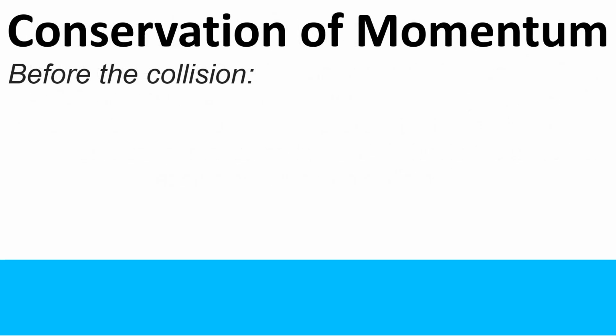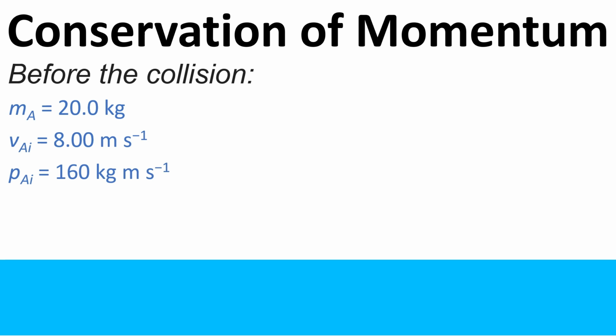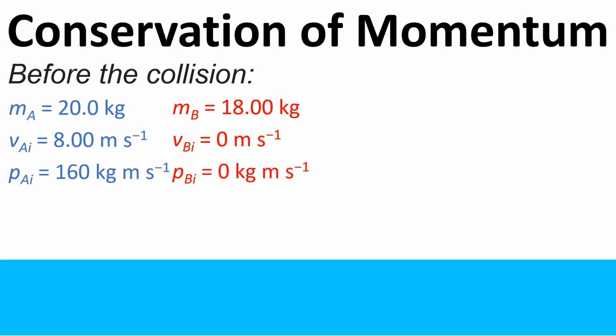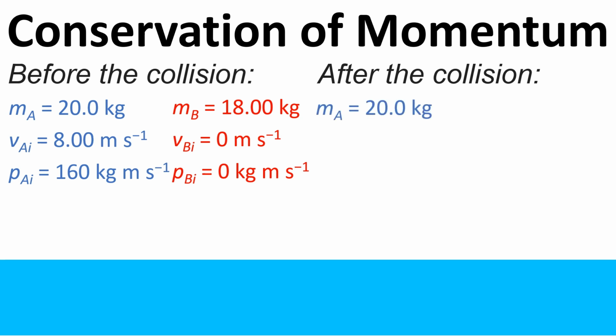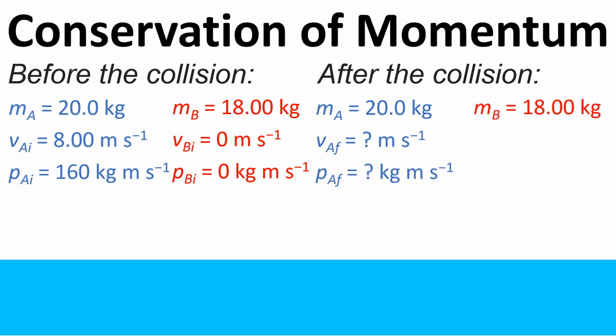So the first thing we'll consider is conservation of momentum. Before the collision we know the mass of A is 20 kilograms and the velocity of A is 8 meters per second. So we can work out its momentum as 160 kilogram meters per second. For B, the mass is 18 kilograms, the velocity or the speed is 0 meters per second. So that has 0 momentum. Now after the collision, the mass of A is still 20 kilograms, but we don't know its velocity or the momentum. For B, it's still 18 kilograms, but again we don't know its velocity or the momentum.